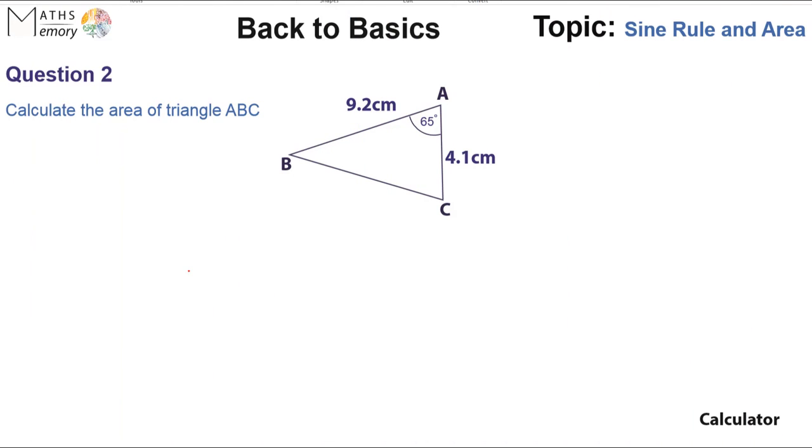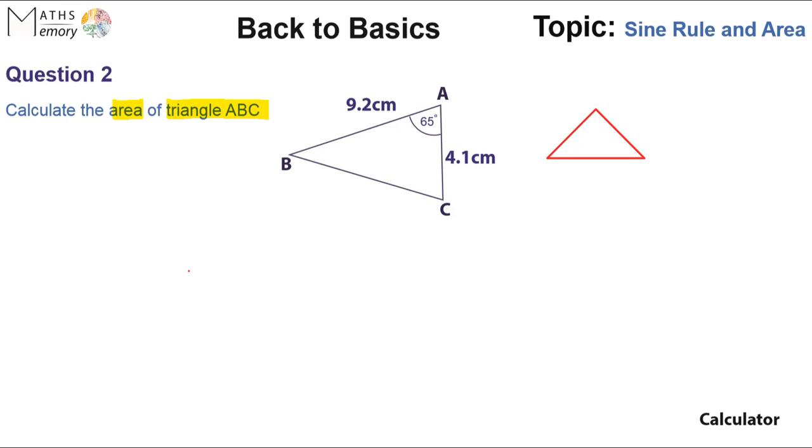Question 2, back to basics. Press pause, write this question down, press play when you're ready. So calculate the area of this triangle A, B, and C. So obviously before you are familiar with half base times height as the area of a triangle, this is a second way of using or finding the area of a triangle, should we say. So the first things first is to identify this particular triangle, how it looks like.